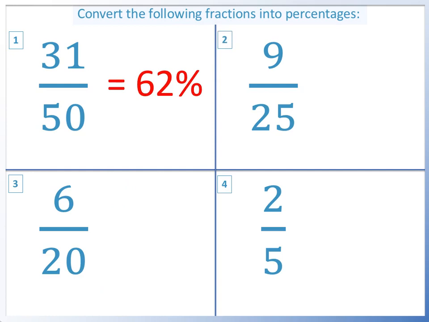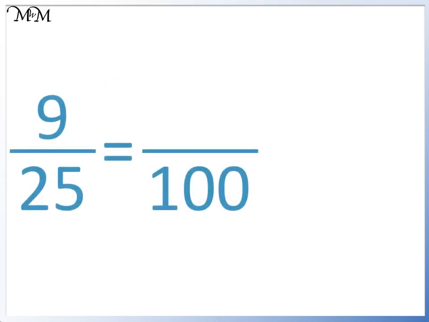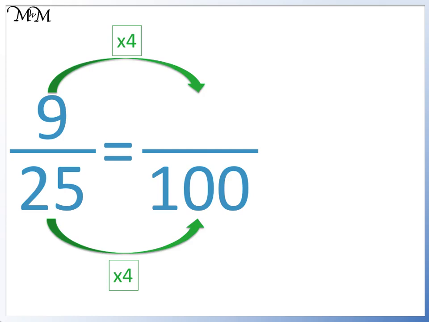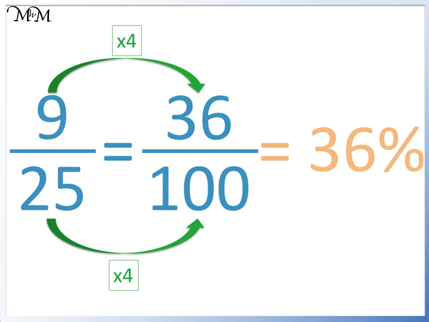Question 2. 9/25ths. We multiply 25 by 4 to make 100. So we also multiply 9 by 4. 9 times 4 equals 36. So we have 36 out of 100, which is 36%.